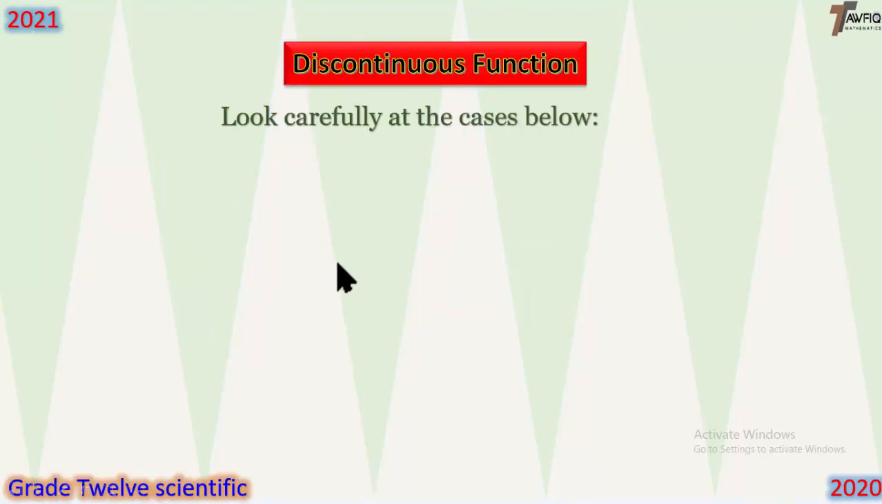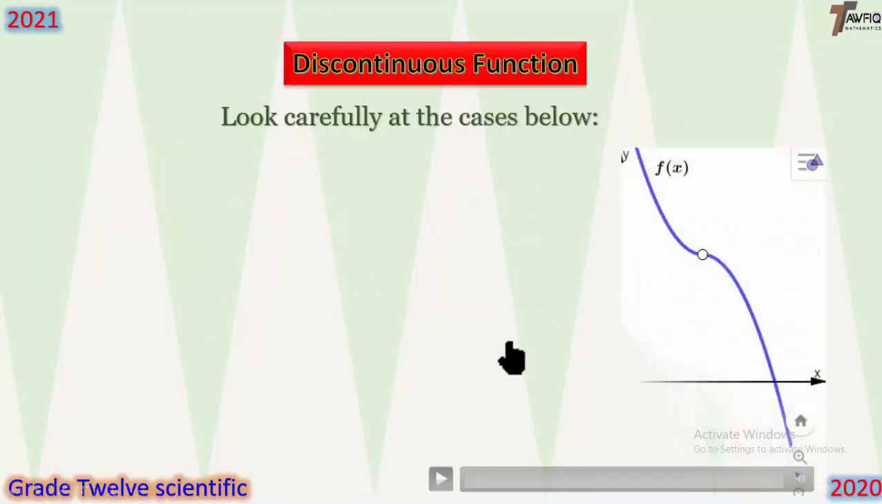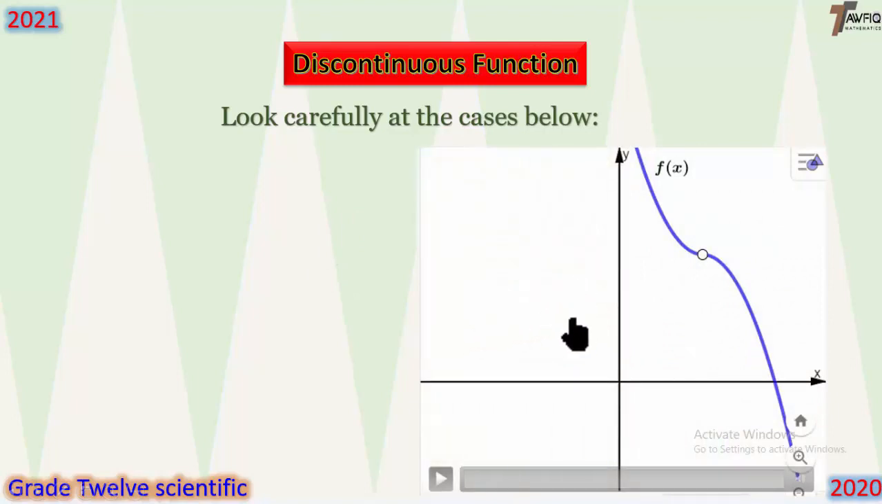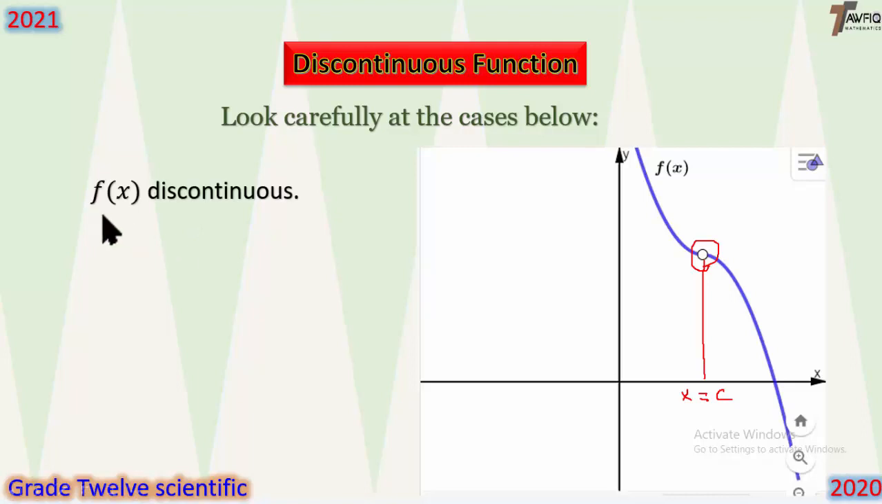Look carefully at these cases below. The first one, as you can see here, we have a hole point. That means the function is not defined at this point, x equal to c. The function f(x) is discontinuous because f(c) is not defined. f(c) is not defined, and there is a hole point.